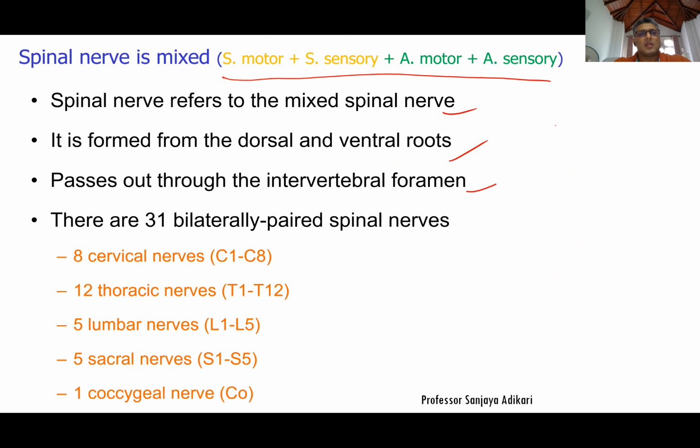Now, if you count the number of spinal nerves, ultimately you have 31 pairs of spinal nerves. If you divide them into regions, you get 8 cervical spinal nerves, 12 thoracic spinal nerves, 5 lumbar, 5 sacral, and 1 coccygeal spinal nerve. That makes it 31.